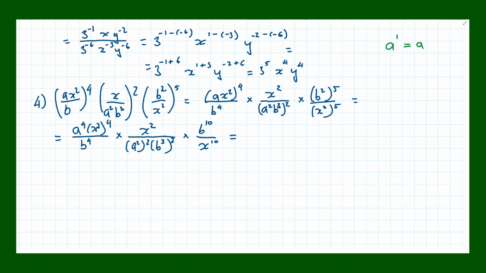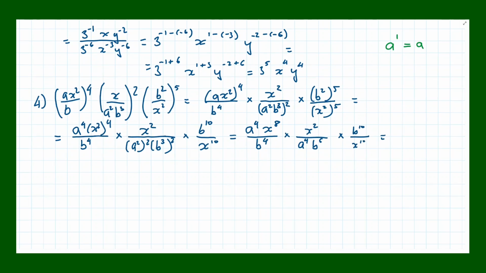I still have some brackets, but now I realize that every single one of those brackets is just a power raised to a power again. So what I'm going to do is multiply those exponents together. So a to the 4 times x to the 8, because 2 times 4 makes 8, and then b to the 4. Multiply by x squared over a to the 4, because 2 times 2 is 4, and b to the 6, because 3 times 2 is 6, and then multiply with b to the 10 over x to the 10.